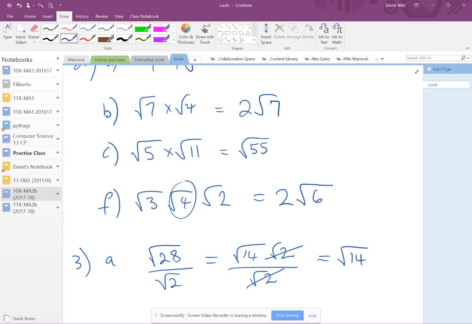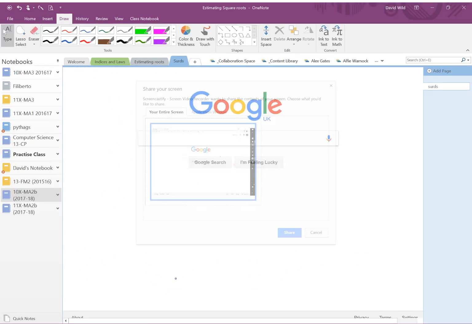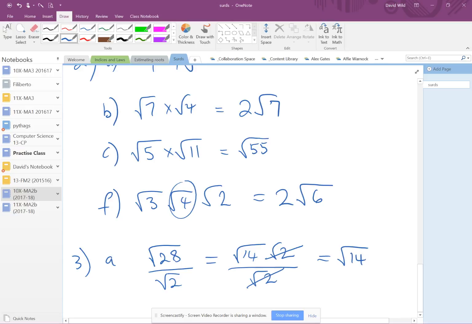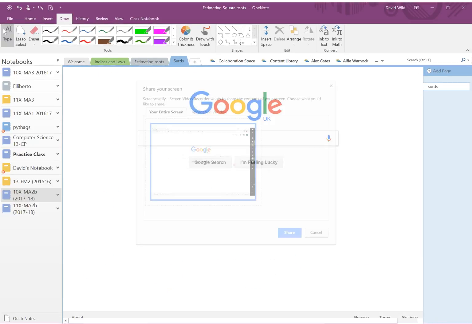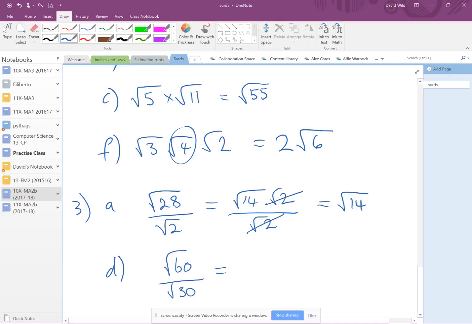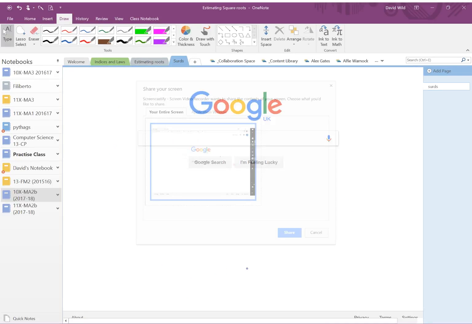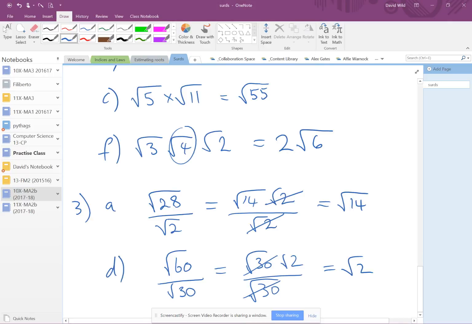So you see what we did there? The clue is to look at this denominator. Can I simplify it there? Okay, one more, and then I'll ask you to continue. Let's have a look at 3d. This is root 60 over root 30. What do you suggest we do for that one? Root 30, root 2. Yes, root 30 times root 2. We'll cancel the root 30s, and we're left with root 2. Good. Okay with that? Everyone clear?